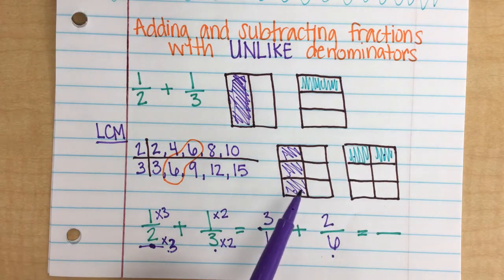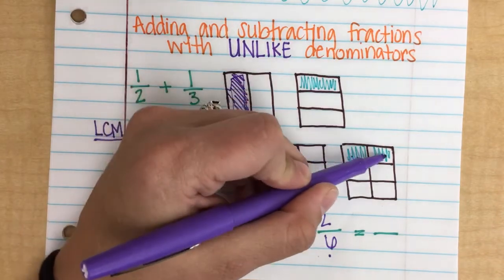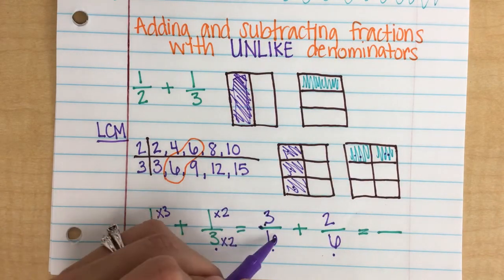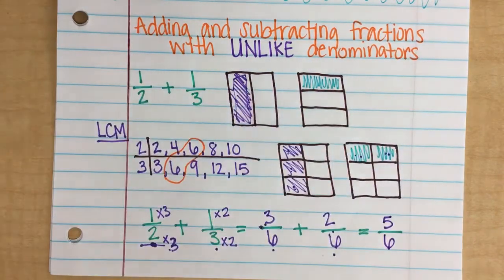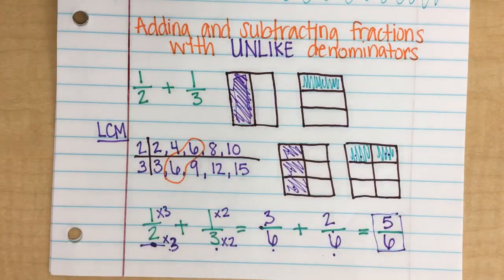Now that I have the same size pieces in both of my models and on both of my fractions, I can add or subtract just like normal, as if it was the same as adding or subtracting like denominators. So 1, 2, 3, 4, 5 pieces are shaded in. 1, 2, 3 plus 2 is 5, and I leave my denominator the same, which is 6. So my final answer is 5/6.